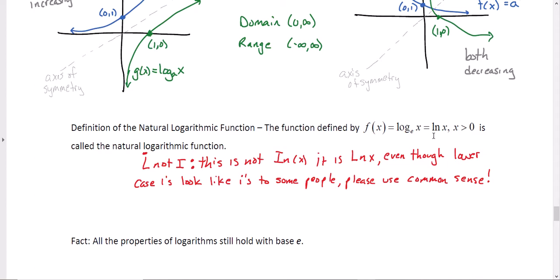L for logarithm. It is not an I, it's an L. It's a lowercase l. But please don't write I. Please, please, please. And the domain is x is greater than 0, and it's called the natural logarithmic function.